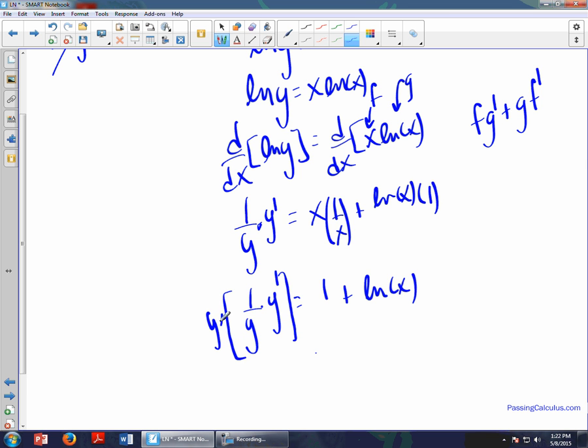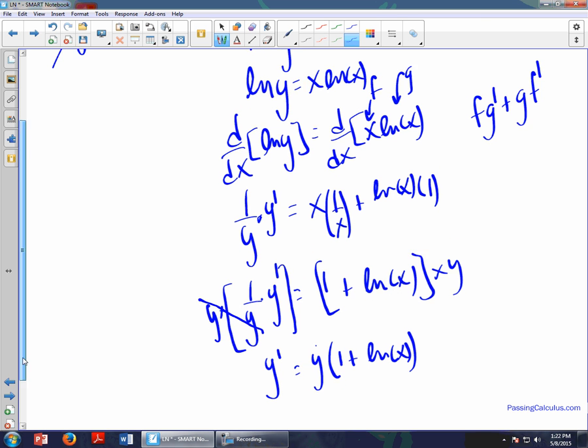So times y. What happens here is this y and this y cancel. So really, it's kind of a fruitless step, but it is what it is. So I'm left with y prime, and I'm just going to pop this out in front because that's where I like to have it. So y times 1 plus ln of x, just like that.